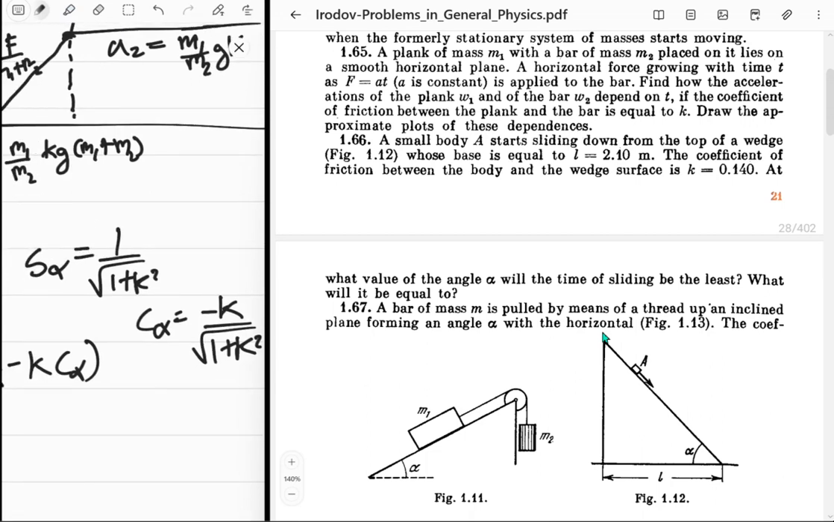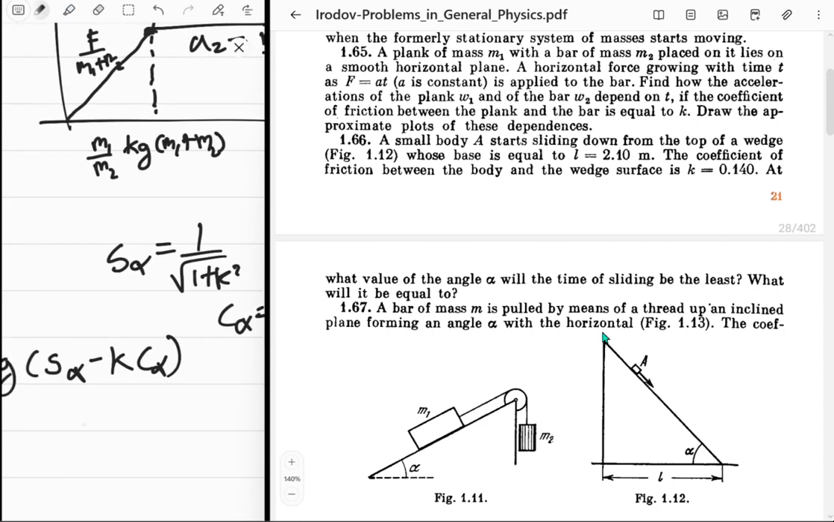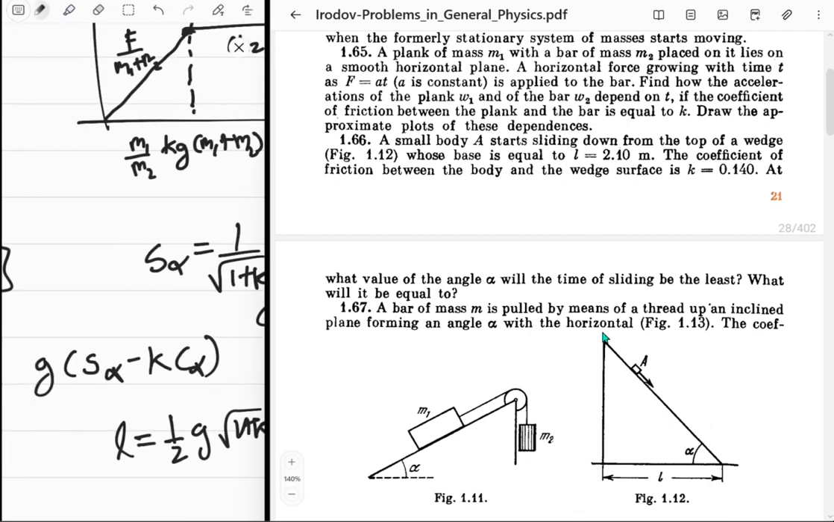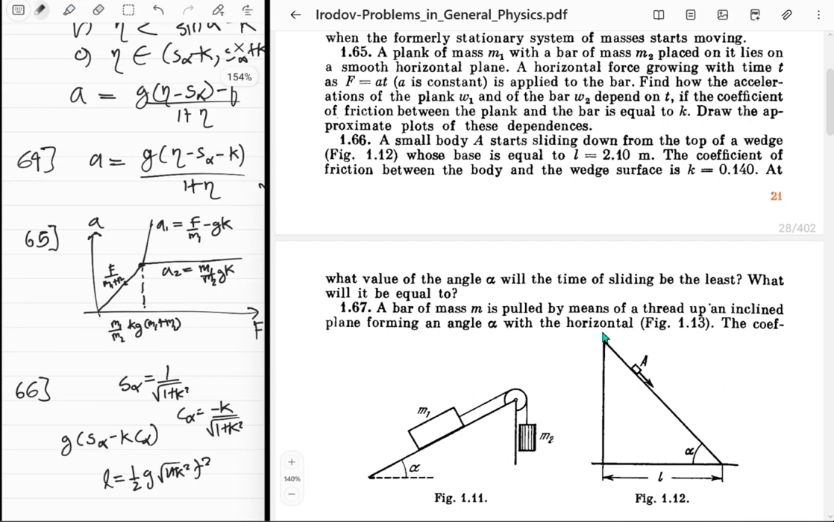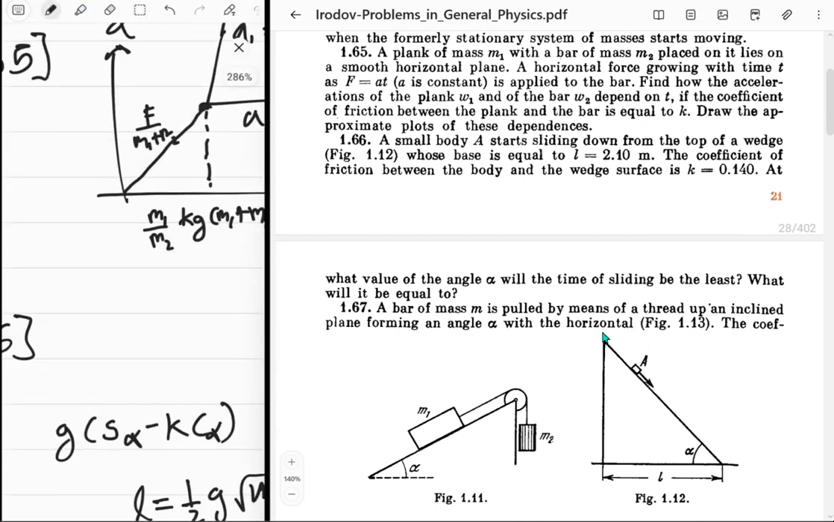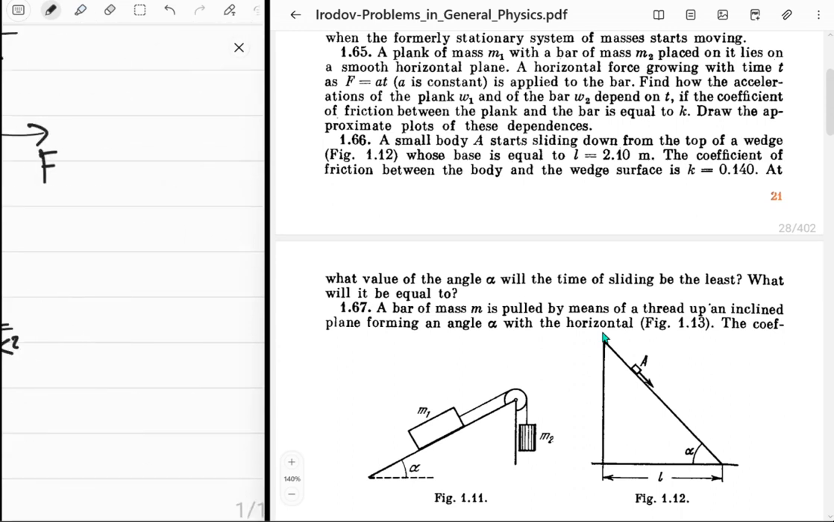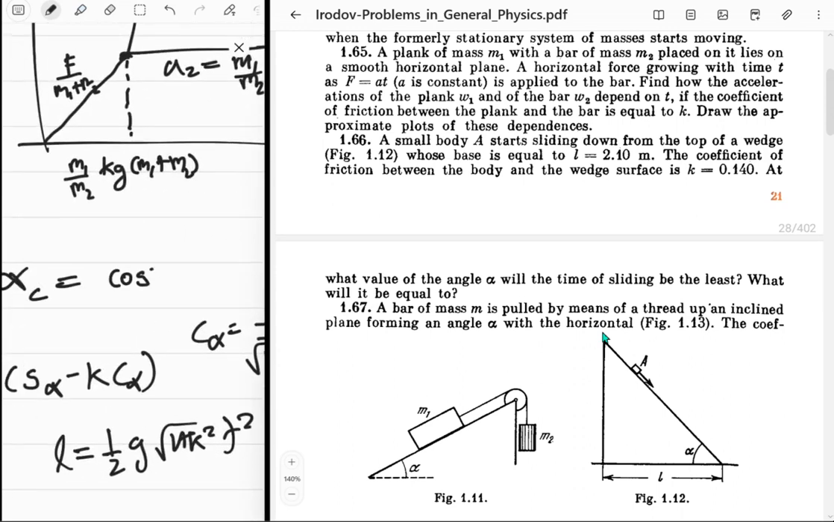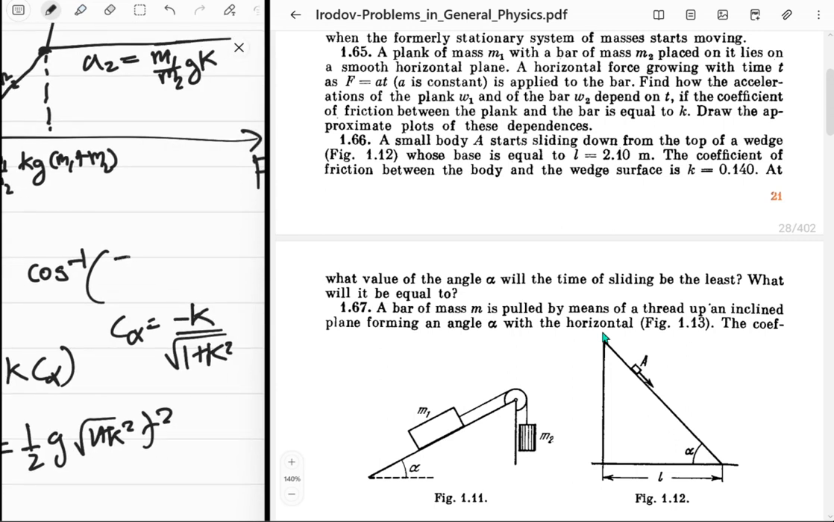And the magnitude of this acceleration is square root of 1 plus K squared times G. So this whole thing is just L is equal to half AT squared, half times G square root of 1 plus K squared times T squared. So the time, we can figure that out. At least you got when this will happen. Call this thing alpha critical. That will just be equal to cosine inverse of negative K upon square root of 1 plus K squared.